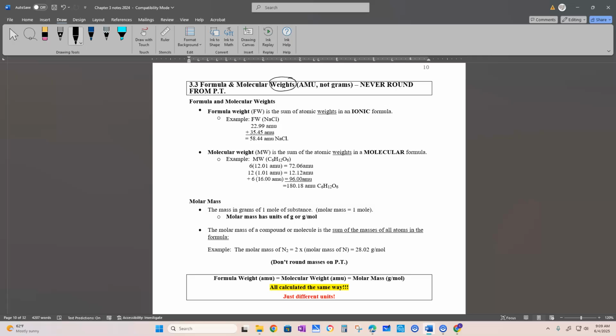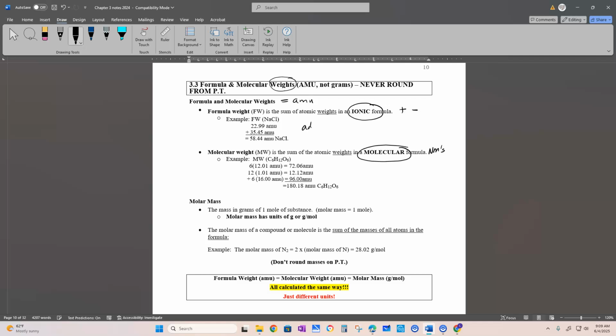Formula versus molecular weight. We already talked about the weight is AMU, so both using AMU. But with formula weight, it's ionic compounds. So metals, nonmetals, polyatomics, you crisscross, you balance the charges. With molecular weight, it's with molecules, nonmetals only, okay? Is the calculation different? No, it's just how it's classified. So if I had salt, sodium chloride, I have one sodium, one chlorine, add it up.